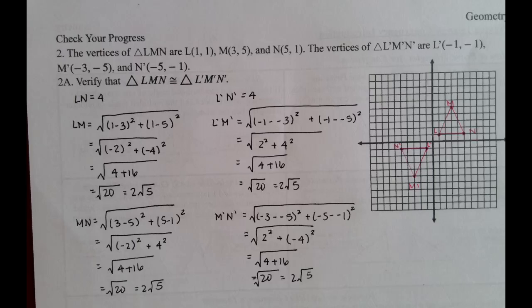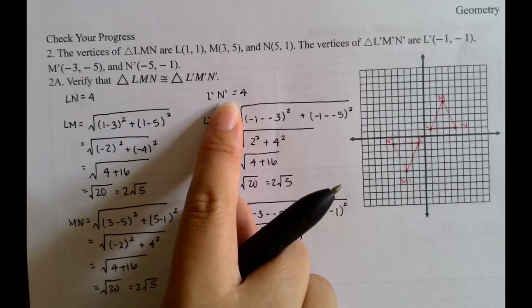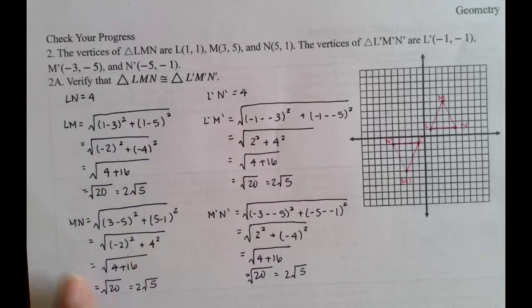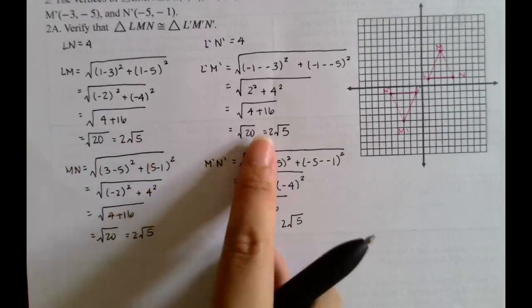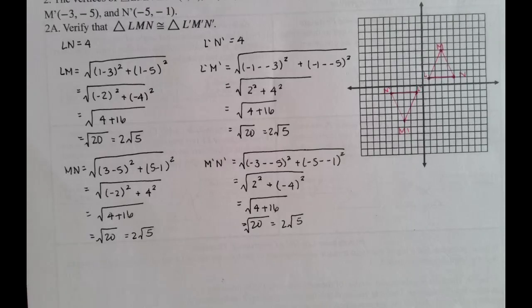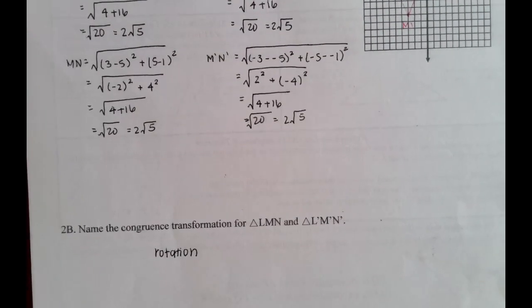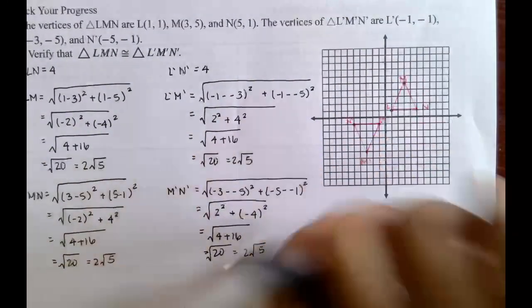Okay, this is what you should have gotten. LN and L'N' have a distance of 4. LM and L'M', MN and M'N' both have a distance of 2 square root of 5, so note that the corresponding parts are congruent. So that shows that the triangles are congruent here. And for 2b, the congruence transformation that happened is a rotation, or a turn. What basically happened is this turned to be here.